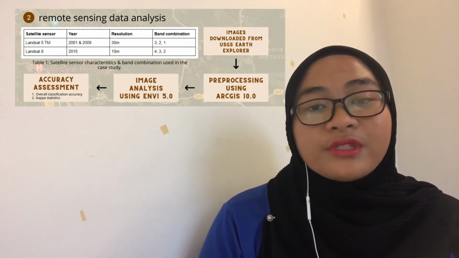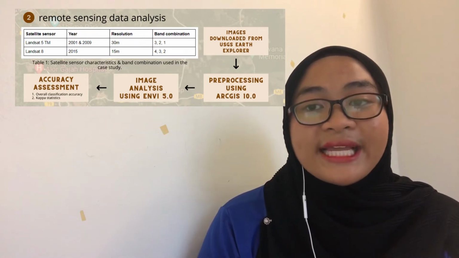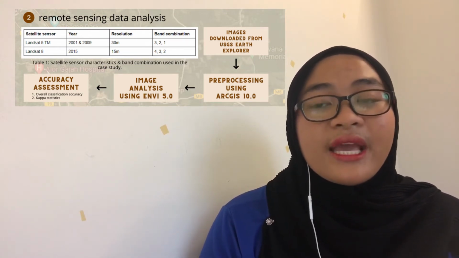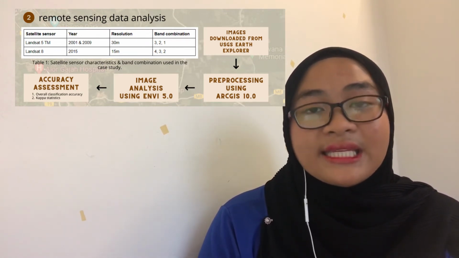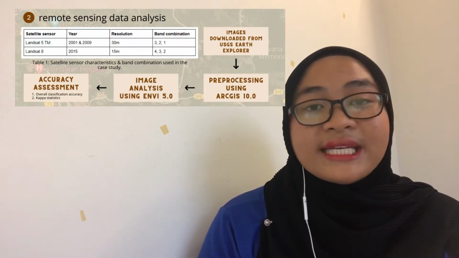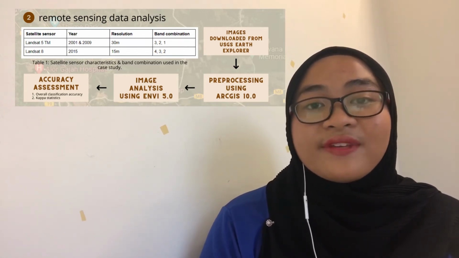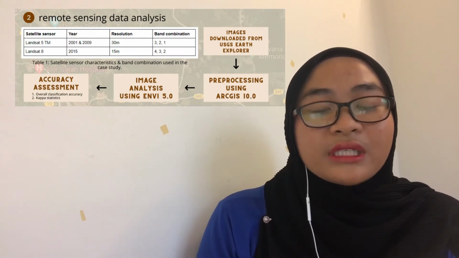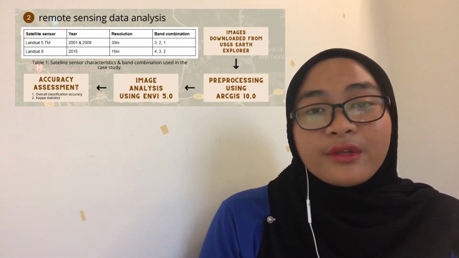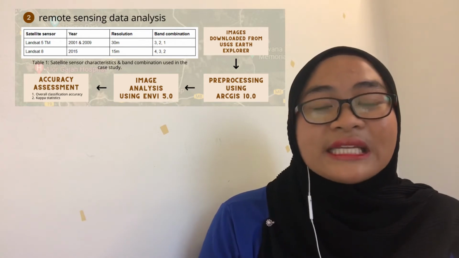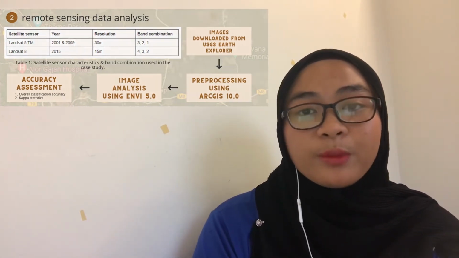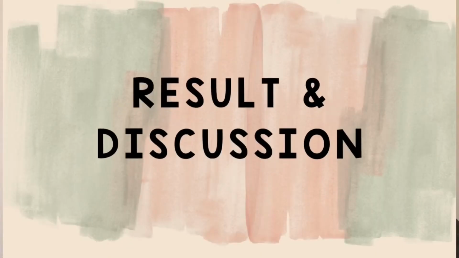The method of processing the images obtained from the satellite can be done by using ArcGIS 10.0, followed by analyzing the image using ENVI 5.0. And this procedure will end with the accuracy assessment, which is to get the classification accuracy and kappa statistic. This information shows the accuracy of the data we receive and also checks whether this data can be used for the study or not. So next, we will be moving to the result and discussion for this study.